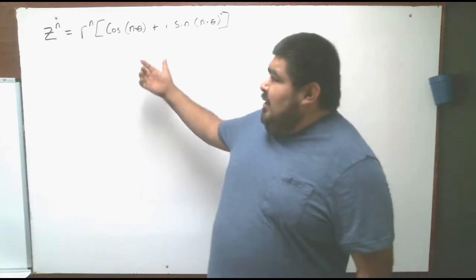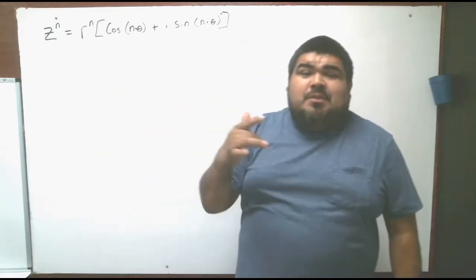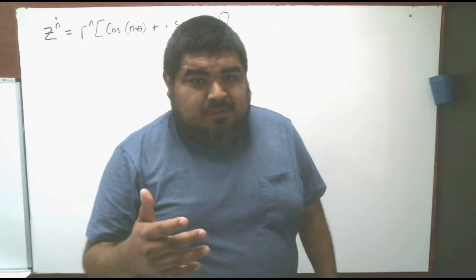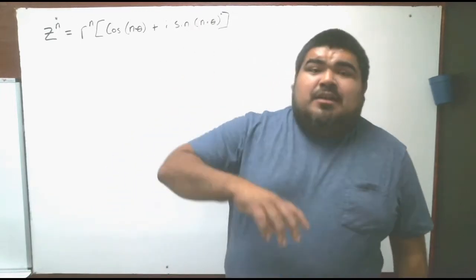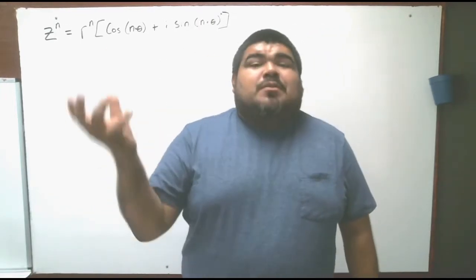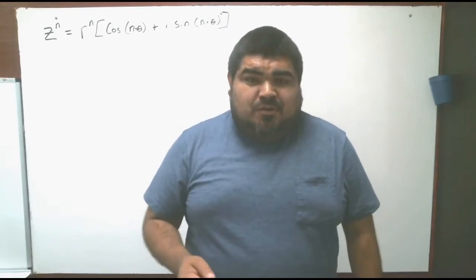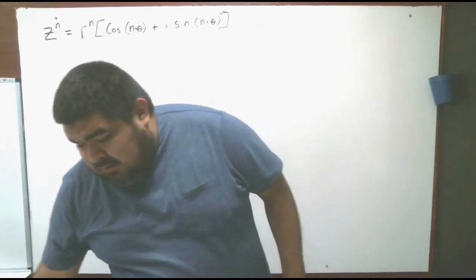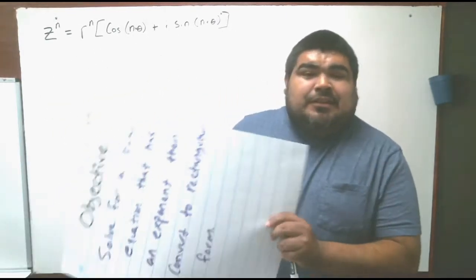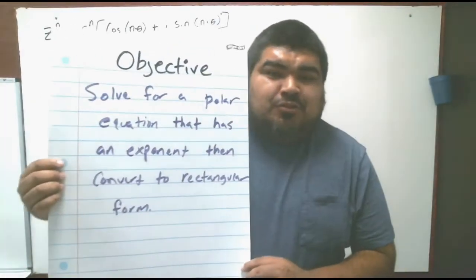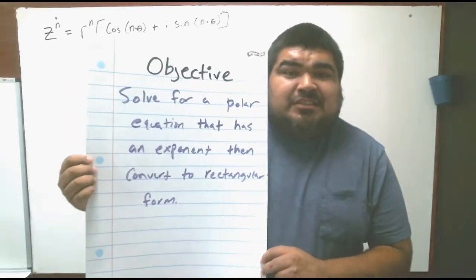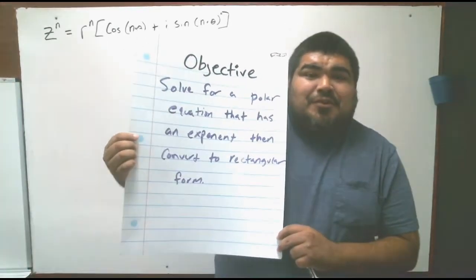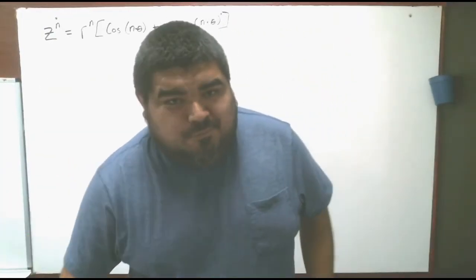Today we're going to learn about exponents when it comes to polar form. Obviously we're going to solve for it, and then we're going to convert it into rectangular form, like we've been doing in the last few concepts. So our objective for today is to solve for a polar equation that has an exponent, then convert it to rectangular form.